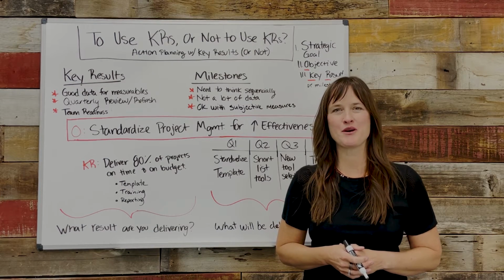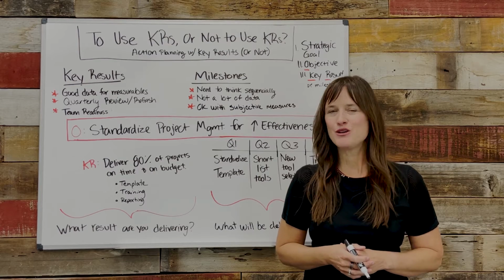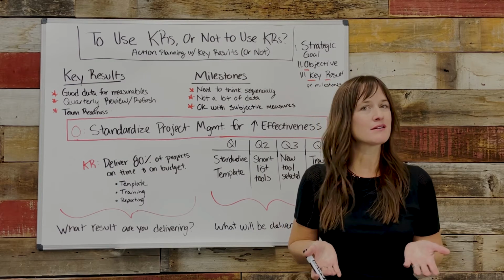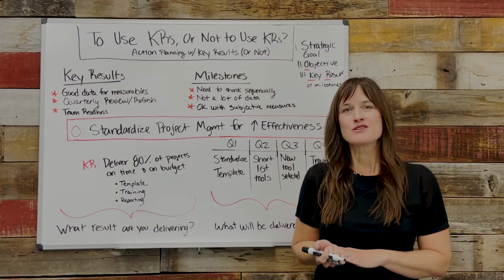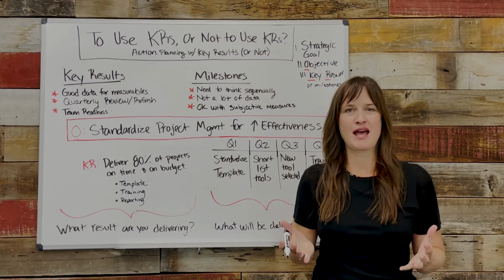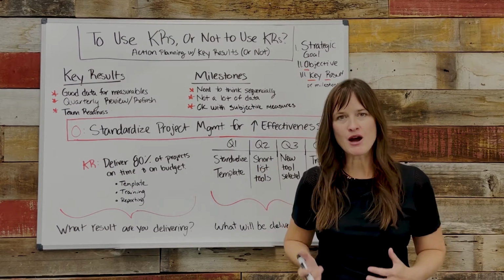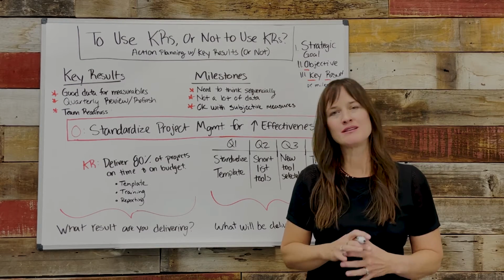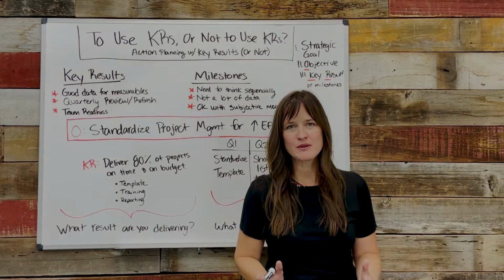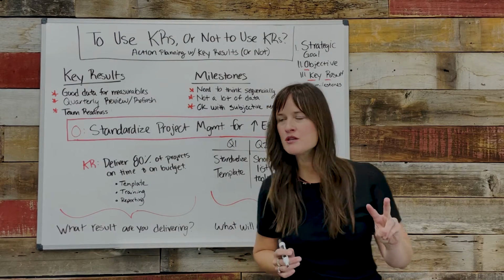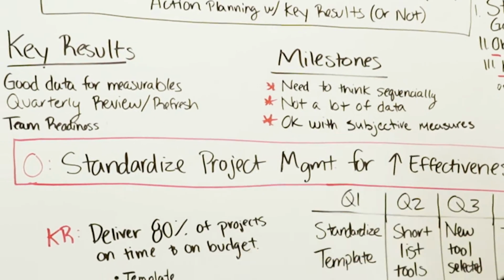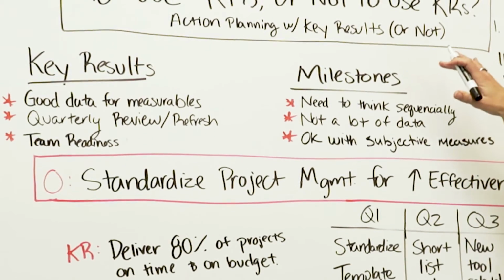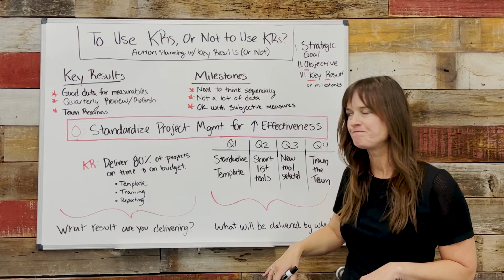Today's whiteboard video is on action planning: using key results or not. That is the question. In all good planning, it always comes down to how we are going to execute against our goals and objectives. There are a lot of different ways to build an action plan, and I'm going to walk you through two approaches today. One is using key results and one is using a milestone-based approach.